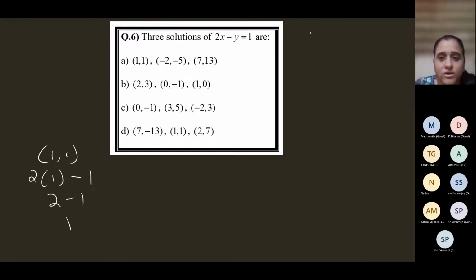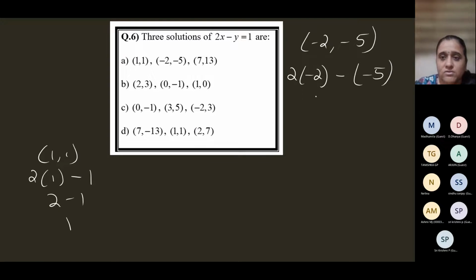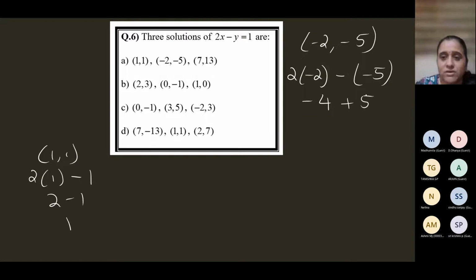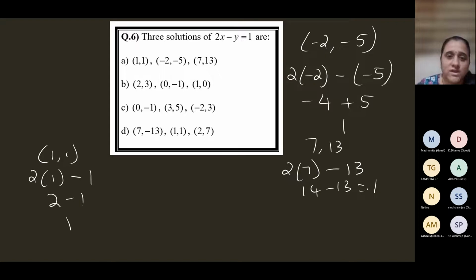Okay, then the second point minus 2 comma minus 5. So 2 into minus 2 minus minus 5. So minus 4 plus 5, correct, 1. Then the third point, 7 comma 13. 2 into 7, okay, minus 13. So 14 minus 13, which is 1. Yes. Who said A? Perfect.